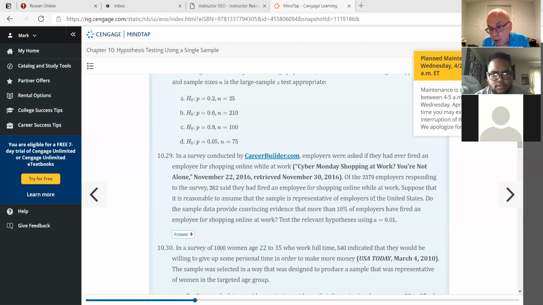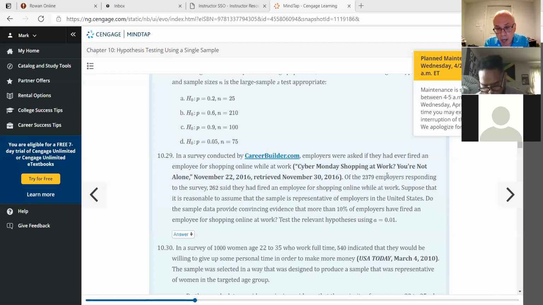This should be familiar to you. This is like a binomial. Remember binomial? Where there were two choices? So many people being asked a question, and so many people said yes, and so many people said no. We're only interested in the yeses here. That's the successes. Remember successes and failures? The number of successes is 262 out of 2379 who said yes to this question.